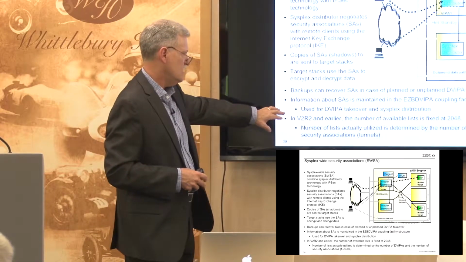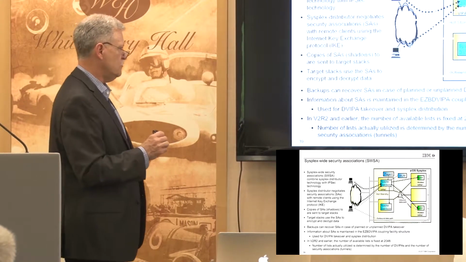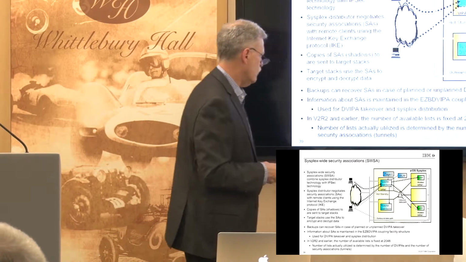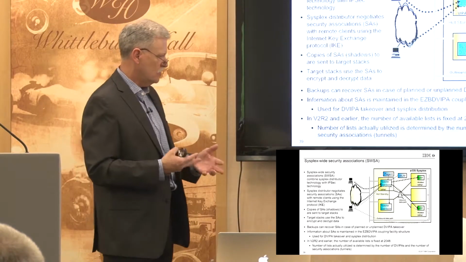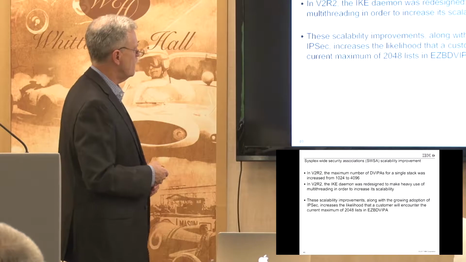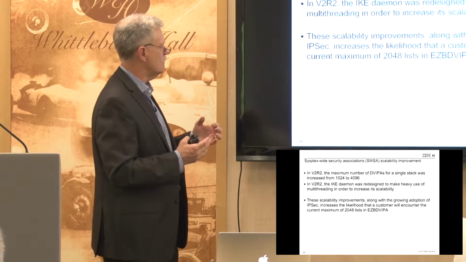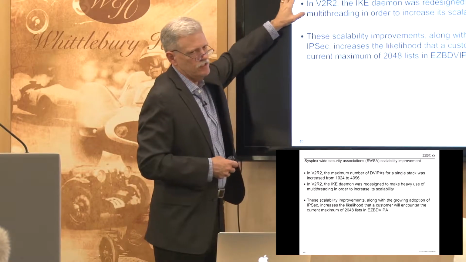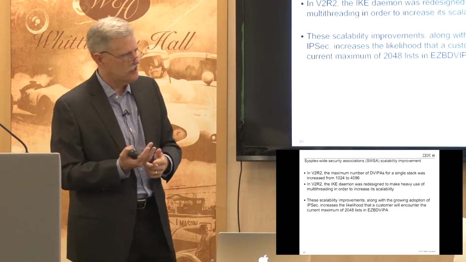The problem is that this list can be used for takeover in a Sysplex Distributor environment. In 2.2 and earlier, the number of available lists has been fixed at 2K. The number of lists actually utilized is determined by the number of DVIPAs and the number of security associations or tunnels that are created. That number has been quite sufficient for some time, 2,000 associations. In 2.2, the maximum number of DVIPAs for a single stack was increased from 1K to 4K. So in release 2.2, we spent quite a bit of time fixing scalability issues. Many things scaled up, and primarily we added 64-bit support.